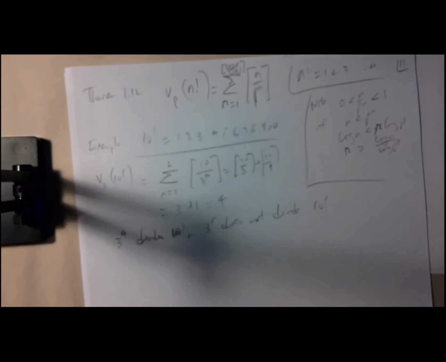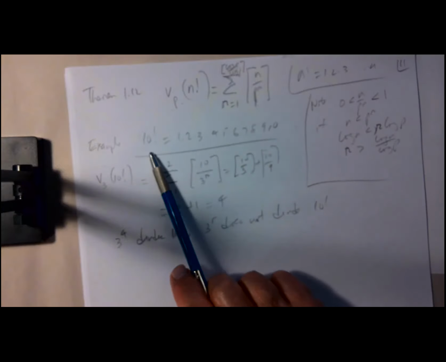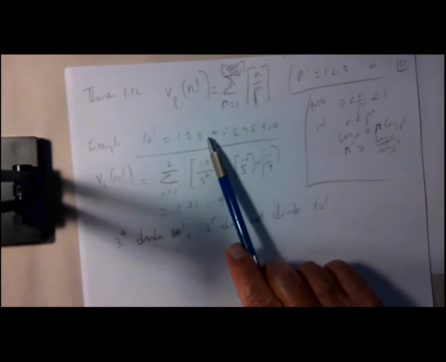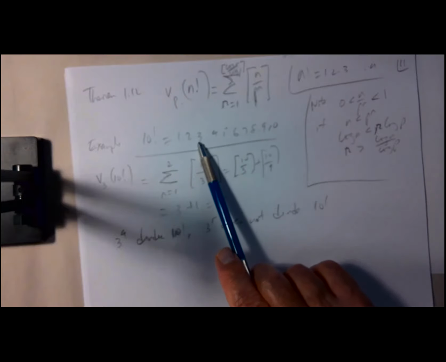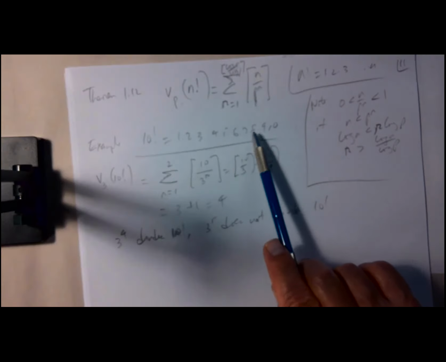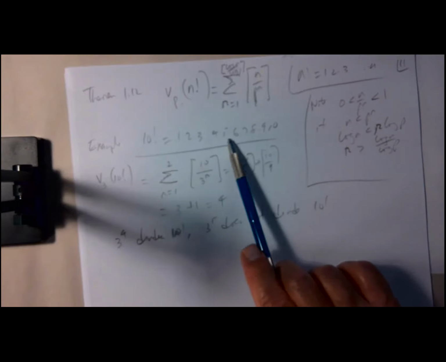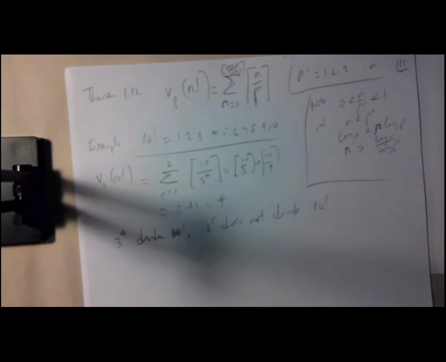Right? In fact, if you take a look at this, what are the powers of 3 in 10 factorial? What are the multiples of 3? From 3, I get 1 three. From 6, I get 1 three. From 9, I get 2 threes. So that gives me 4. So 1 plus 1 plus 2 is 4. That's exactly right.